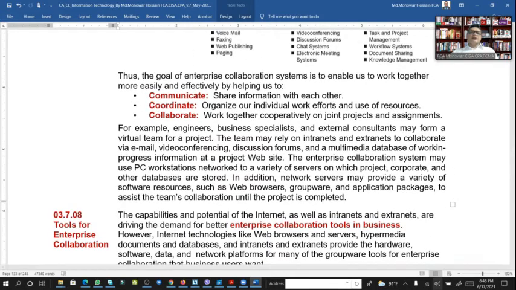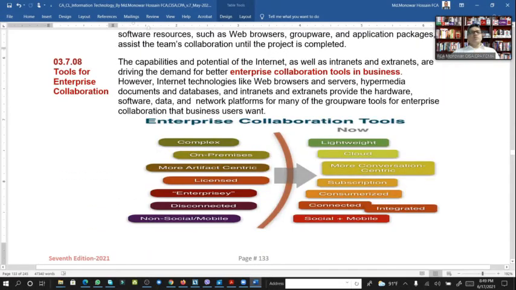So here the goal of enterprise collaboration systems is to enable us to work together more easily and effectively by helping us through communication, coordination, and collaboration. Tools for enterprise collaboration are a capability of the potential of the internet, as well as intranets and extranets, and they drive the demand for better enterprise collaboration tools in business.